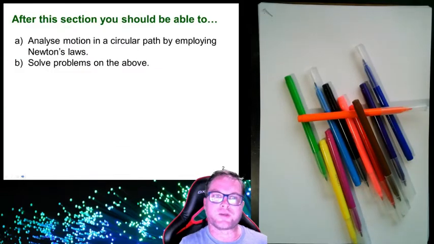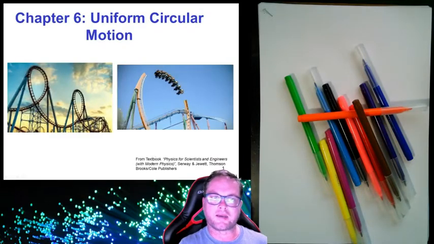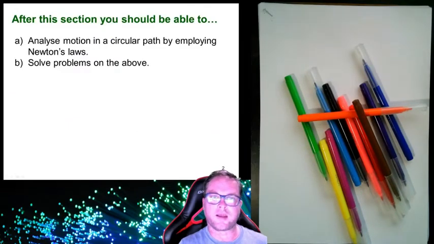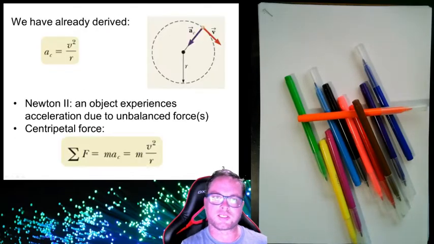In this chapter we're going to be looking at uniform motion in a circular path, and as the first slide shows, this can apply to problems such as roller coasters, cars on tracks, planets orbiting or moons orbiting a planet. Essentially it's a short chapter. What we're going to be doing is apply Newton's law to solve problems on this concept. We're going to be combining two concepts or two equations which we've already derived.